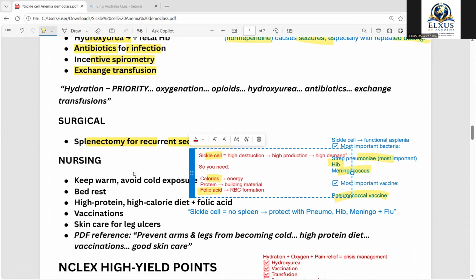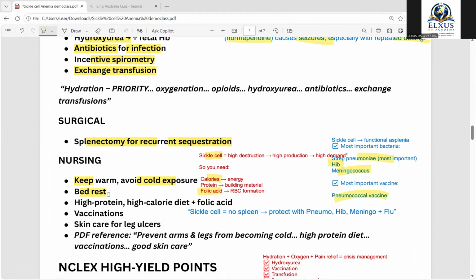sickle cell anemia. And coming to the nursing management, we know the cold atmosphere always causes sickling of the RBC. So we maximally avoid cold exposure. Okay, and warm application can be provided. That means extra clothing can be given to the patient. So keep the patient warm and avoid cold exposure.